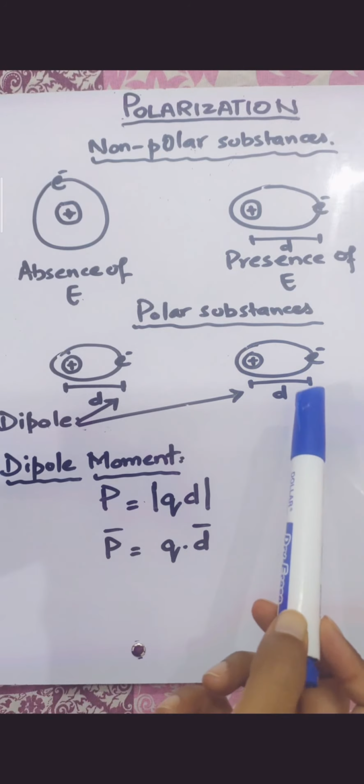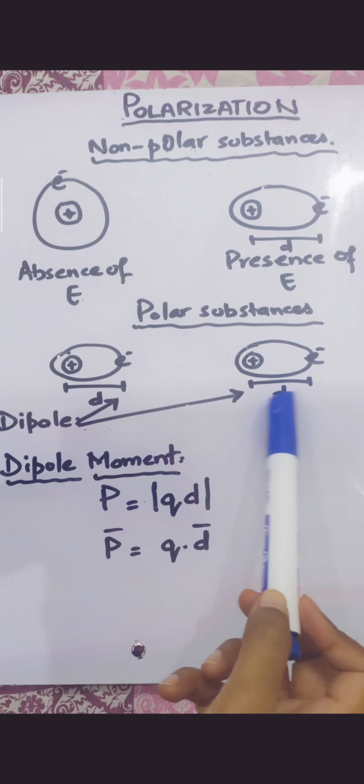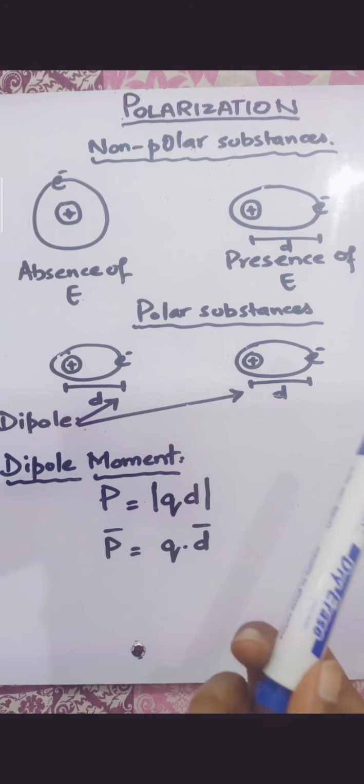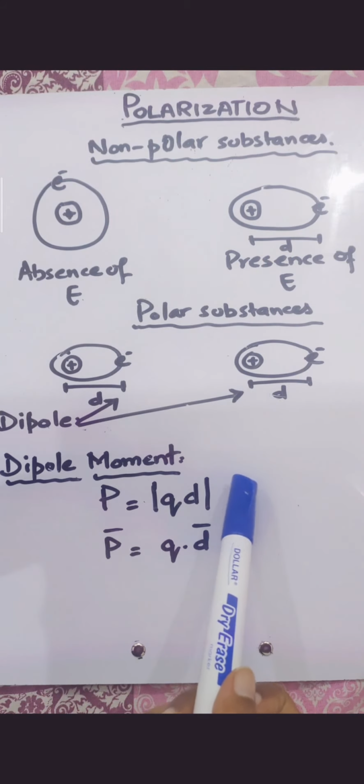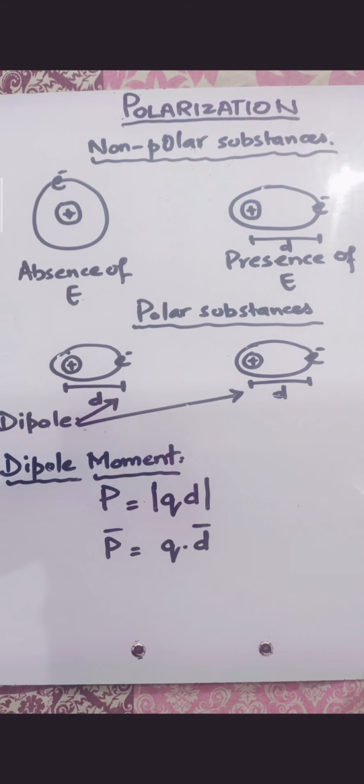But in the polar substances, what would happen? They are always in the dipole condition, and there is a distance between their positive and negative charges, which is basically d, and this is known as the displacement vector, right? So a dipole is basically any system in which positive and negative charges are displaced from each other by a distance d. Now, what is dipole moment? Dipole moment is basically the product of the charge and the displacement vector.